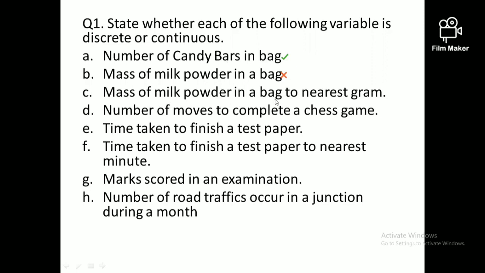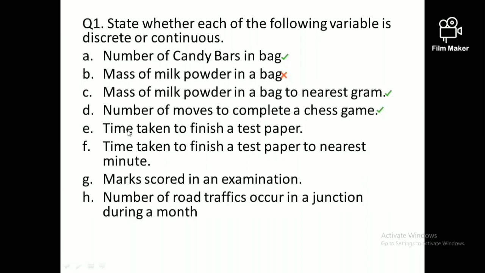Mass of milk powder in a bag to the nearest gram. Then we know that if there are 400 grams, the next value is 401 grams. So simply you can say, yes, that is discrete information, because we know that after 400, the next value would be 401, because we round off to the nearest gram, right? Number of moves to complete a chess game. Yes, it's a discrete figure. It would be 1 or 2 or 3 or 4.